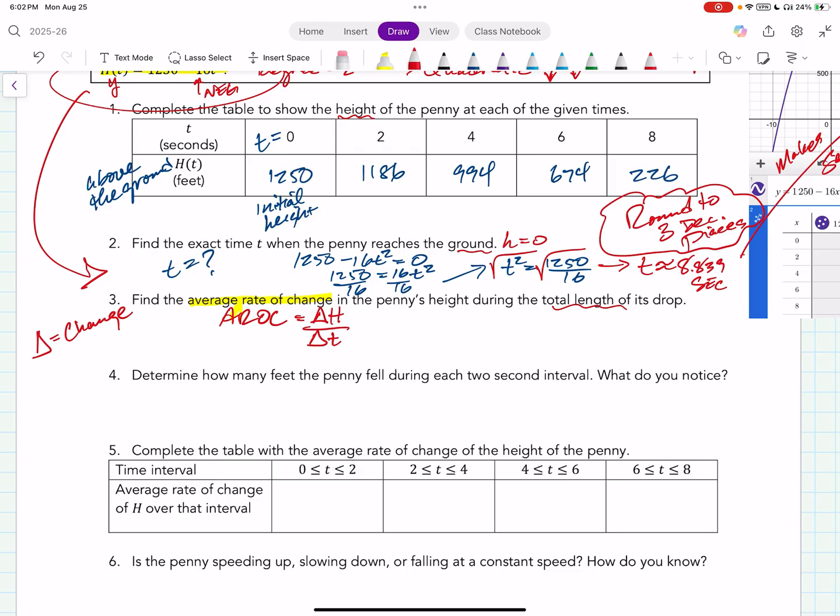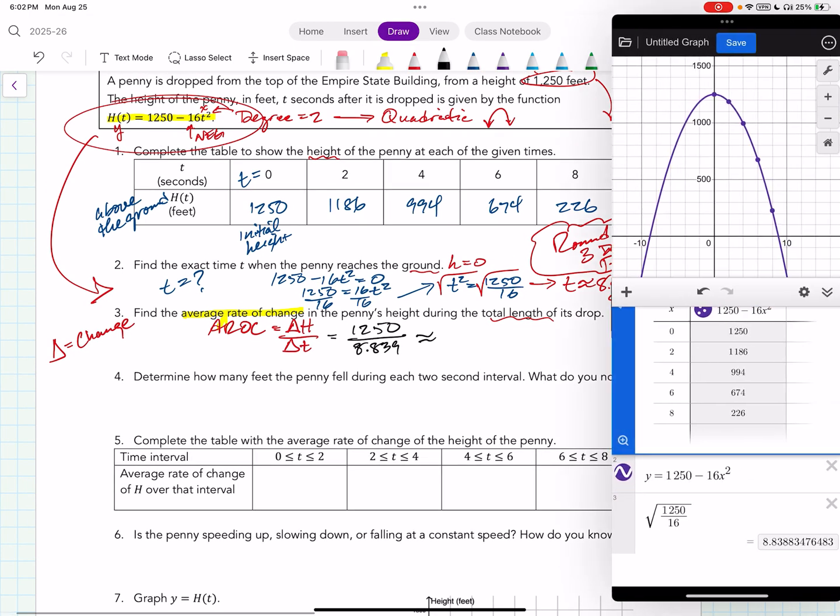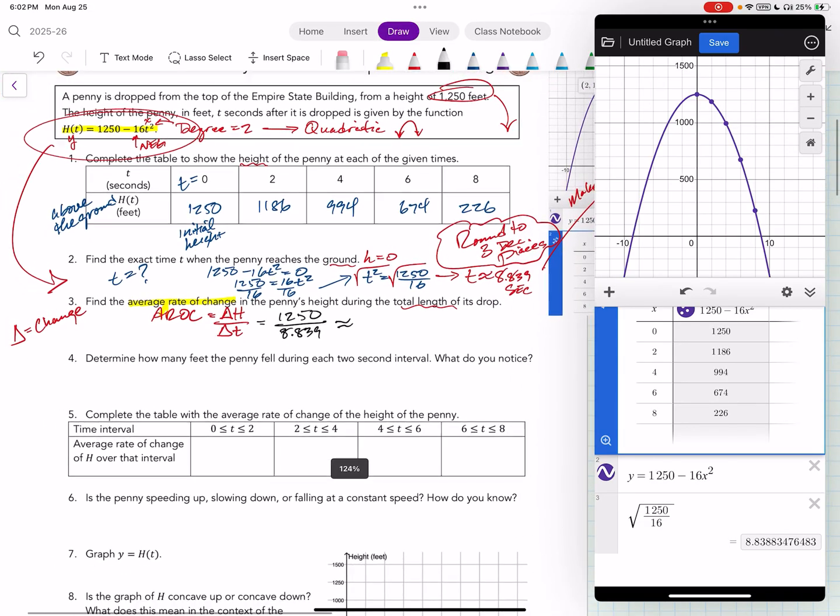Well, we know we started off at 1,250 feet. So 1,250 feet, that's the total height, right? Divided by the total time, which we just found to be 8.839 seconds. And then we go ahead and approximate this. So bring your calculator back, and then let's figure this out.